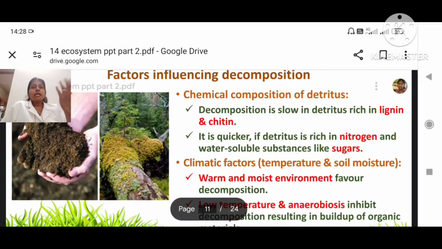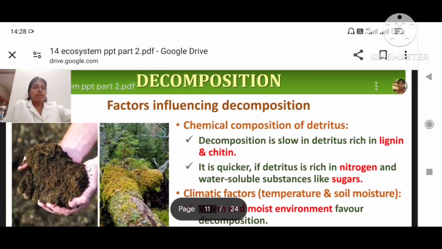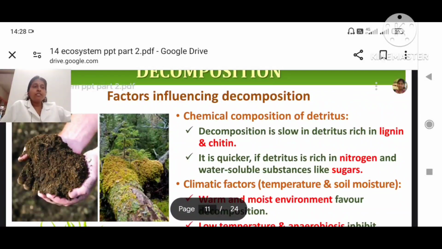But if it is like animals, when it comes to us and all, we are not having that many hard things. So we are having like nitrogenous substances, sugar substances. If the detritus is rich in these, then it can be easily digested very fast, because they are having very soft chemical structures. Okay. So it is quicker. If it is made up of nitrogen or if it is made up of sugar, then the digestion will be taking place faster. Okay. If it is made up of harder substance, slow, like lignin and chitin. If it is made up of nitrogen and sugar, the decomposition will be fast.